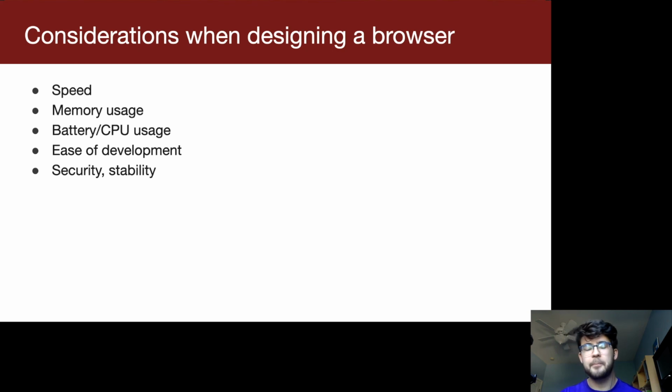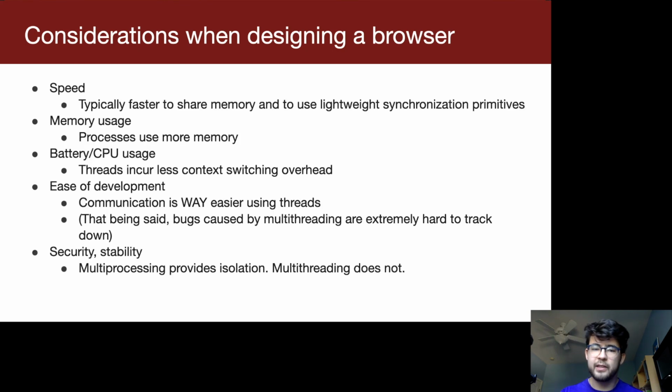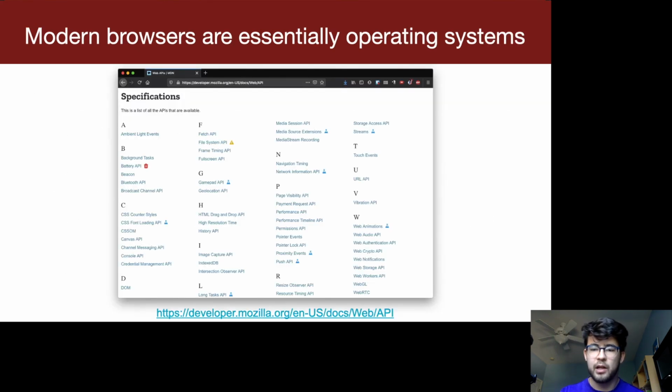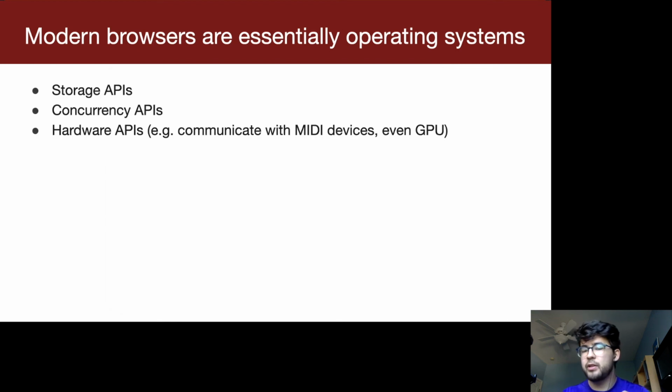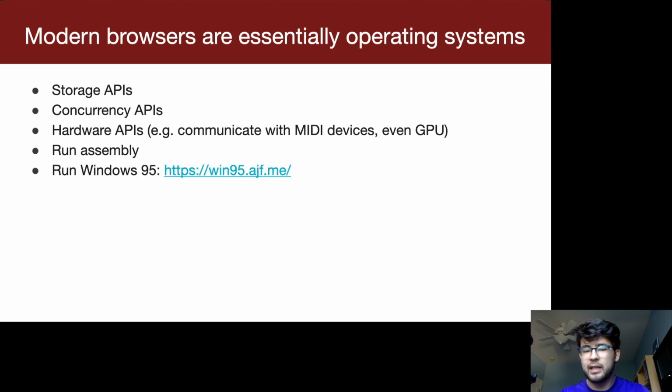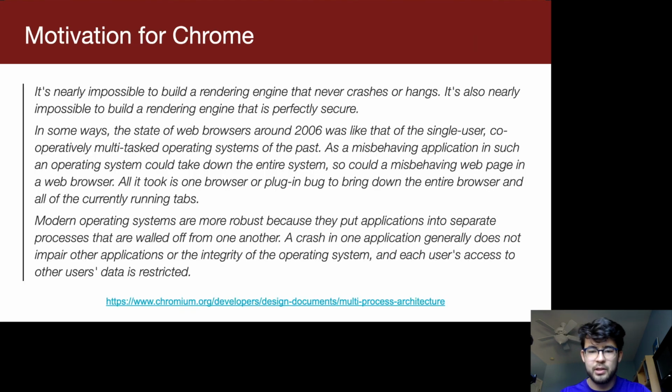But Chrome said, you know what? We feel that, and I'll just show you the quote. Oh man, this was fun. So I was going to make the point that browsers are so complex. They give you storage APIs, you can have concurrency APIs, you can communicate with hardware, you can plug in a MIDI keyboard to a computer and access it through Google Chrome. You can run assembly code, you can even run Windows 95, and this was just too good not to show.